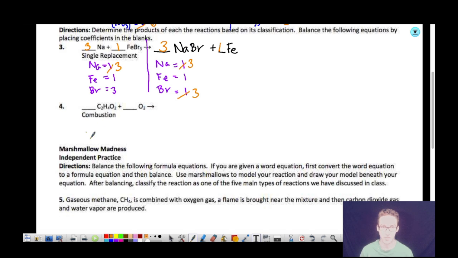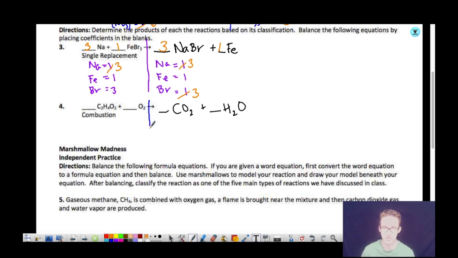Okay, now the last guided practice, number 4, we've got some compound that I have no idea how to name, and oxygen, and I'm told that this is a combustion reaction. Well, in combustion, I should recognize that my products are going to be carbon dioxide and water. Okay, so it's really important that you understand what your classifications of reactions are telling you so that you can write the products in a given chemical equation.